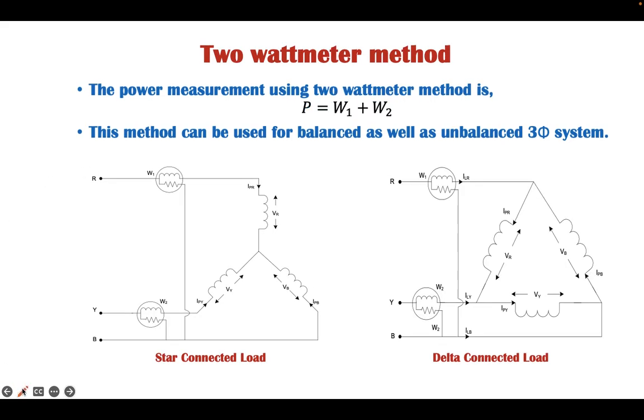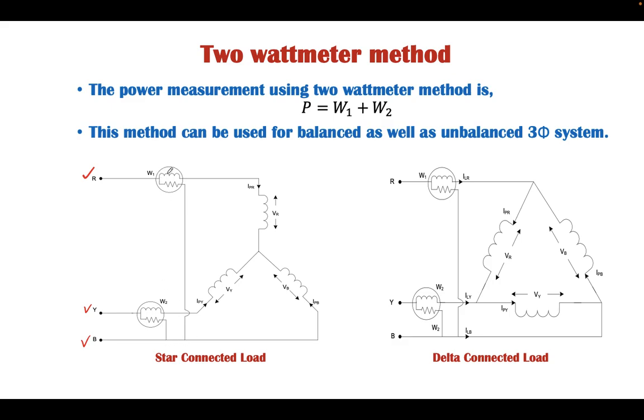Now, considering a star connection. In case of star connection, we are having two wattmeters, and the power is measured using two wattmeters. One wattmeter is connected in, let us say, R phase, another wattmeter is connected in Y phase, whereas the third phase is made common for both the wattmeters.